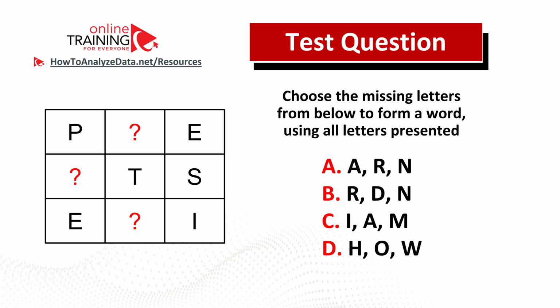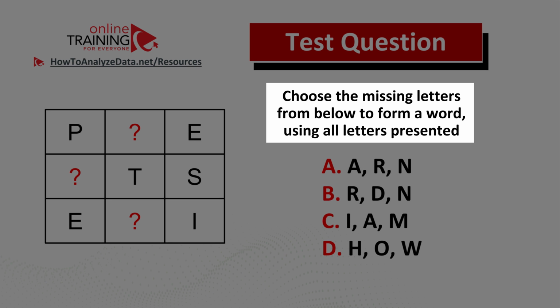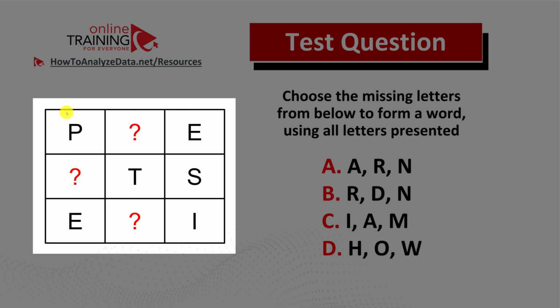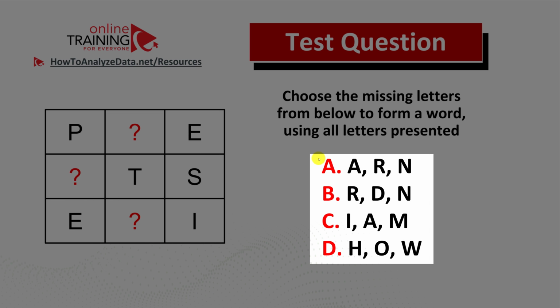Let's review the question, which tests your verbal reasoning skills. Choose the missing letters from below to form a word using all letters presented. You have a 3 by 3 box, which has 3 letters missing. What you need to do is try to form a word, and to form it, populate these 3 missing letters from 4 choices presented.